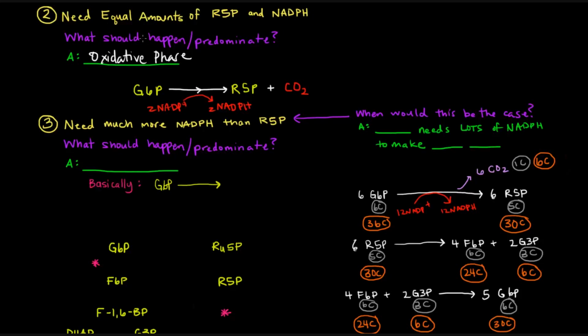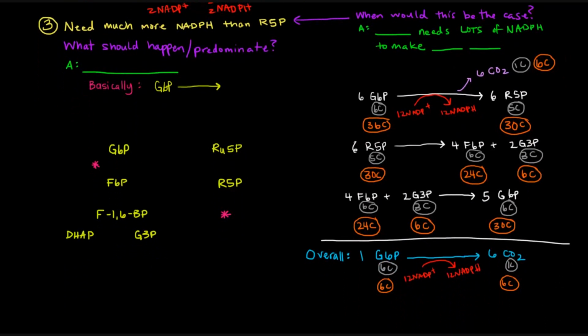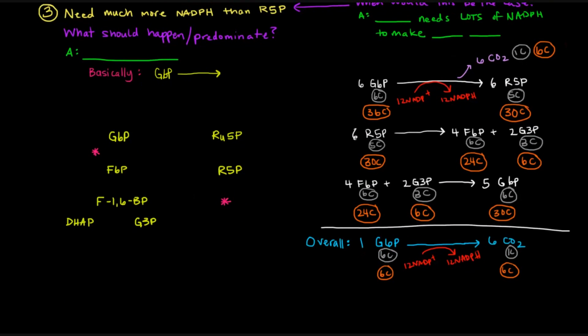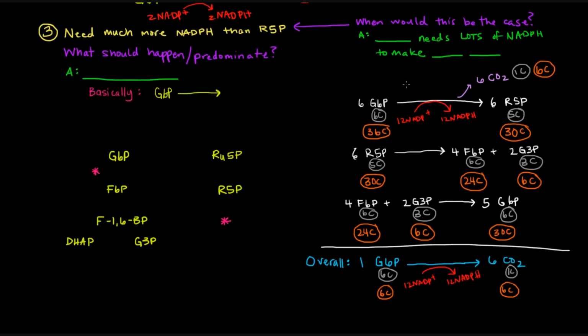So I know I wrote equal amounts up here, and each one of these steps will make 1 ribose 5-phosphate and 2 NADPH. But essentially the idea here is that we're making NADPH and R5P both at the same time. So we're making 2 NADPHs for every 1 R5P, but it's not too different if you think about it. Okay, but the point is we're making both in this scenario. What about the third scenario? This third scenario here, what if we need much more NADPH than we need R5P?